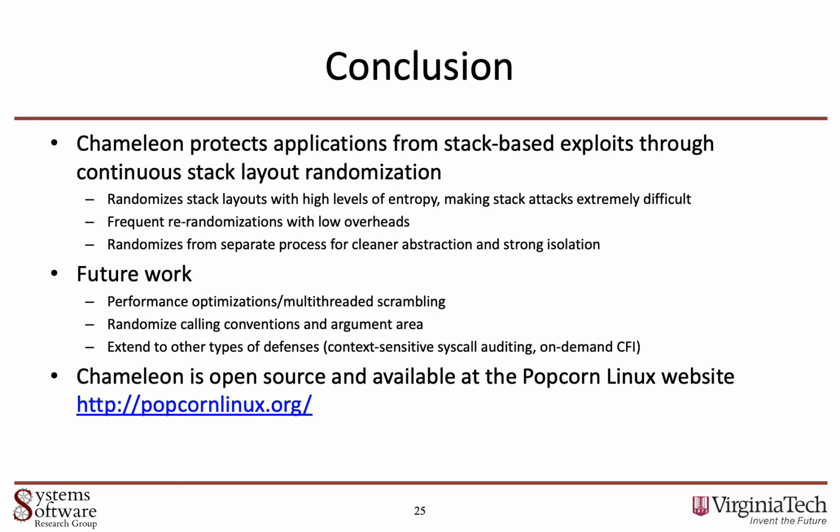There are several areas of future work, including performance optimizations for the scrambler, randomizing calling conventions in the argument area so there's no part of the stack that is set in stone, and extending Chameleon to other types of defenses, such as context-sensitive system call auditing or on-demand control flow integrity checks.